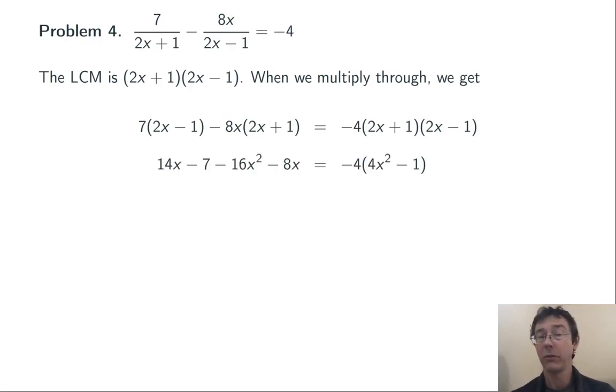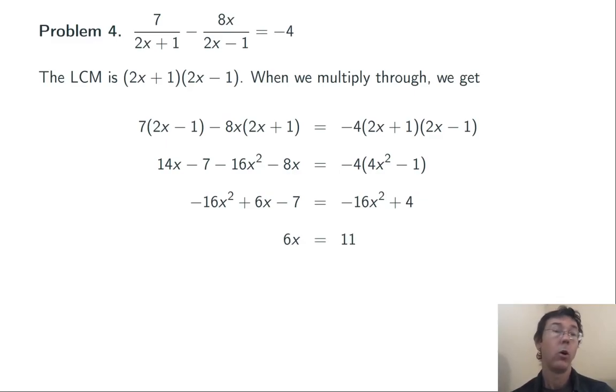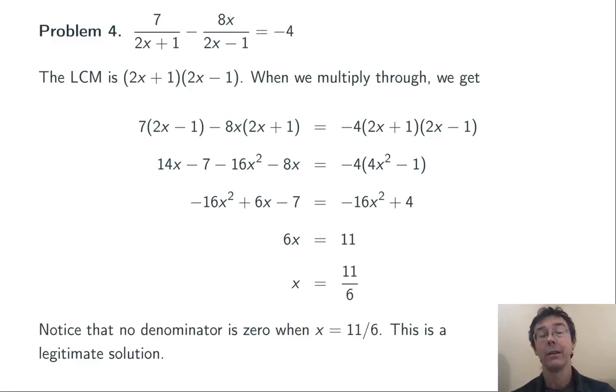On the left-hand side, I'm just distributing. On the right, I'm starting by doing 2x plus 1 times 2x minus 1. That gives me 4x squared minus 1. Combining like terms on the left, I get negative 16x squared plus 6x minus 7. And distributing the negative 4 on the right, I get negative 16x squared plus 4. I'm going to add 16x squared to both sides to cancel out those quadratic terms, and then add 7 to both sides. Overall, 6x equals 11, or x is 11/6.